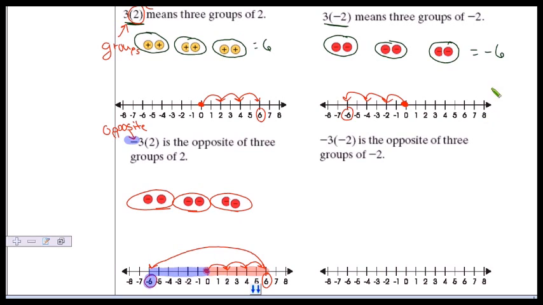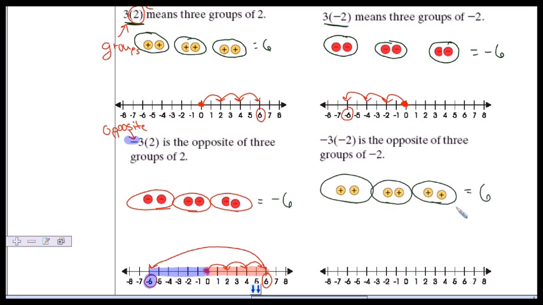Okay, so the same thing we're going to do over here. In this case up here, we already know what 3 groups of -2 means. Well, here this means the opposite of 3 groups of -2. Now the model of counters is right here. Now let's talk about the model of number lines right here.